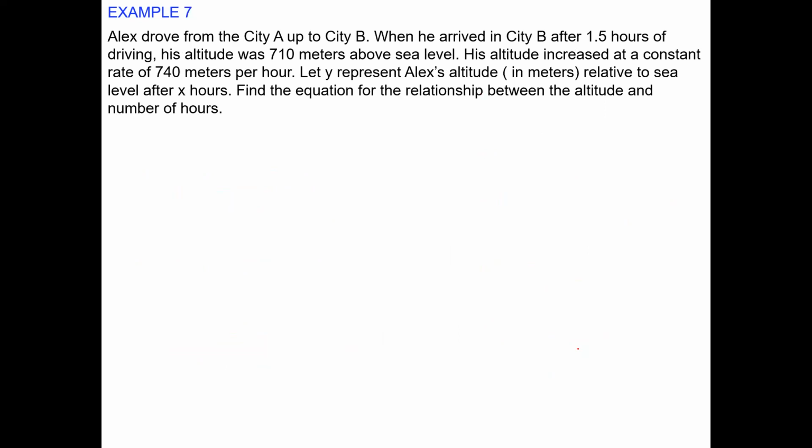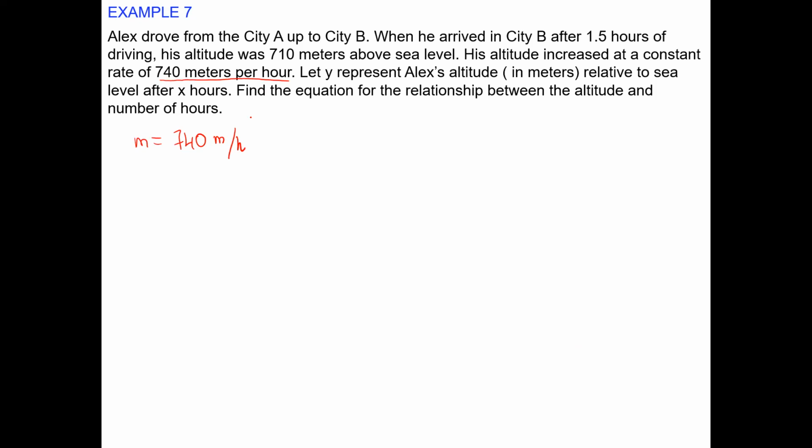Example number 7. Alex drove from a city A up to the city B. When he arrived in city B after 1.5 hours of driving, his altitude was 710 meters above sea level. His altitude increased, important information, at the constant rate of 740 meters per hour. Really nice information. I can even write it: 740 will be the slope, meters per hour, distance over time, speed.